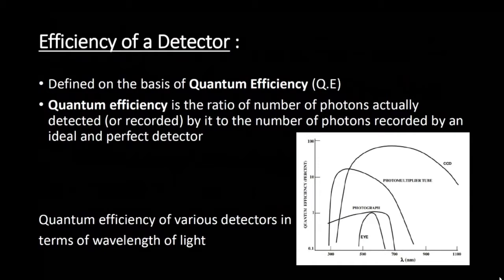The quantum efficiency of various detectors in terms of wavelength is shown in the figure. You can see that for the eye it is very small, and likewise for the photograph and photomultiplier tube. Next slide. Yeah, so that's it from my part.